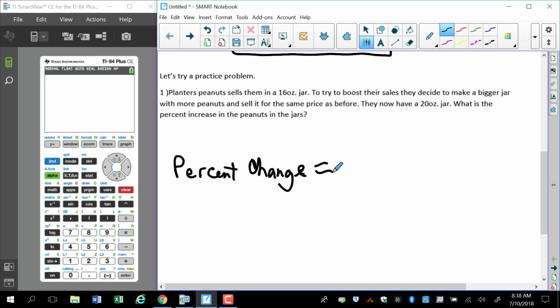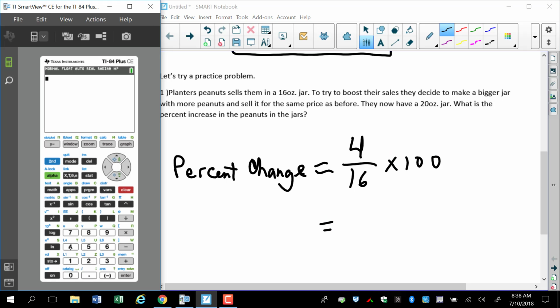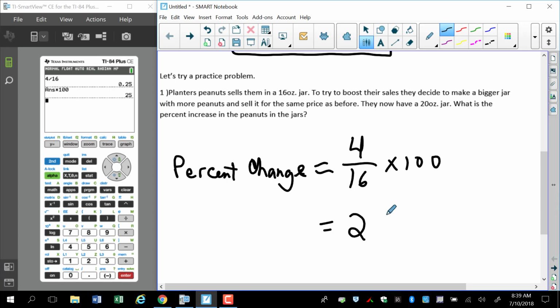To calculate this, it's a very simple calculation: how much did it change? It went from 16 to 20, so it changed by 4 ounces. What was the original amount? The original amount was 16 ounces here. And then times 100. Let's put this in the calculator. 4 divided by 16 equals 0.25, times 100 is 25%. So they could advertise they have 25% more free peanuts in the jar.